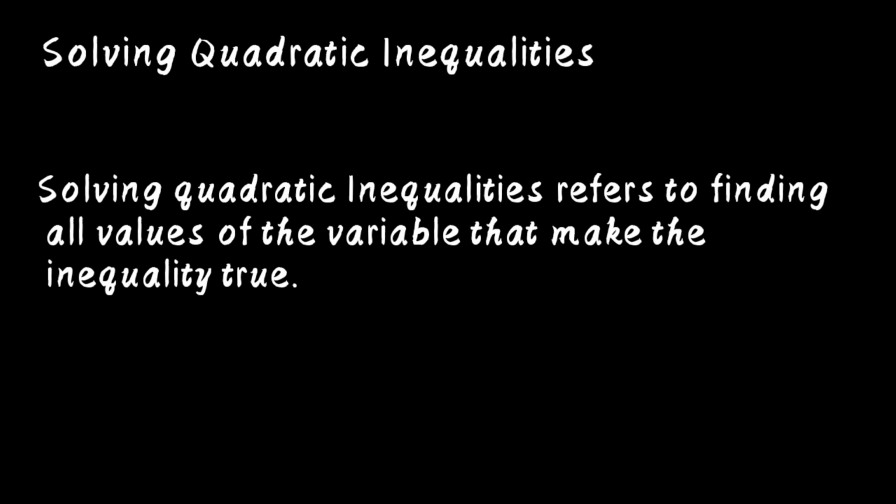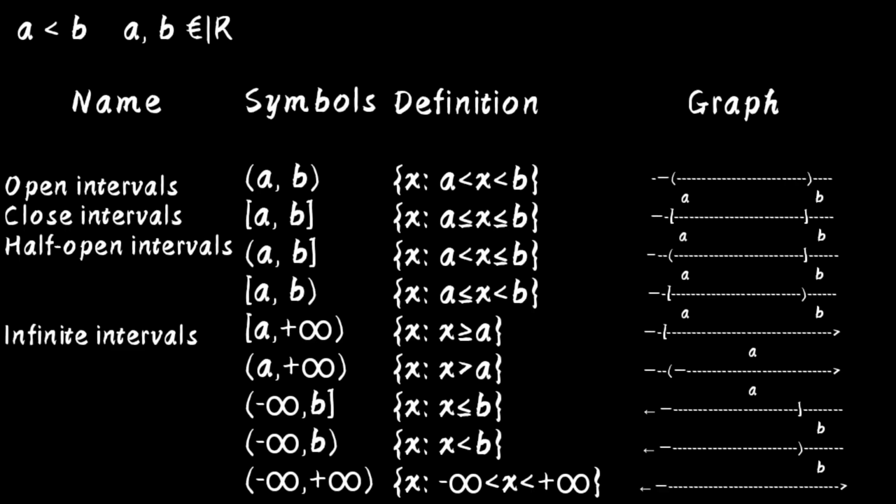Solving quadratic inequalities in one variable. Solving quadratic inequalities refers to finding all values of the variable that make the inequality true. Let's consider the names of intervals, its symbols, definition, and graph.